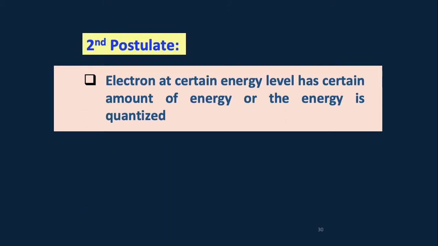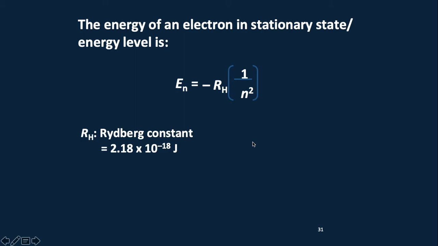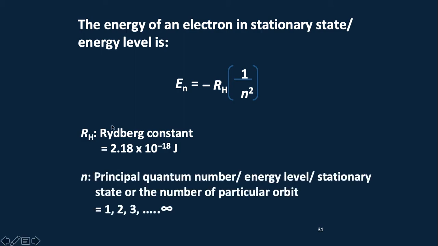Second postulate: an electron at a certain energy level has a certain amount of energy, or the energy of the electron is quantized. The energy of the electron can be represented in this formula, En equal to negative RH 1 over n squared. RH is the Rydberg constant. The value of n, which is the principal quantum number, or energy level, or stationary state, or the number of the particular orbit, can be 1, 2, 3 until infinity.